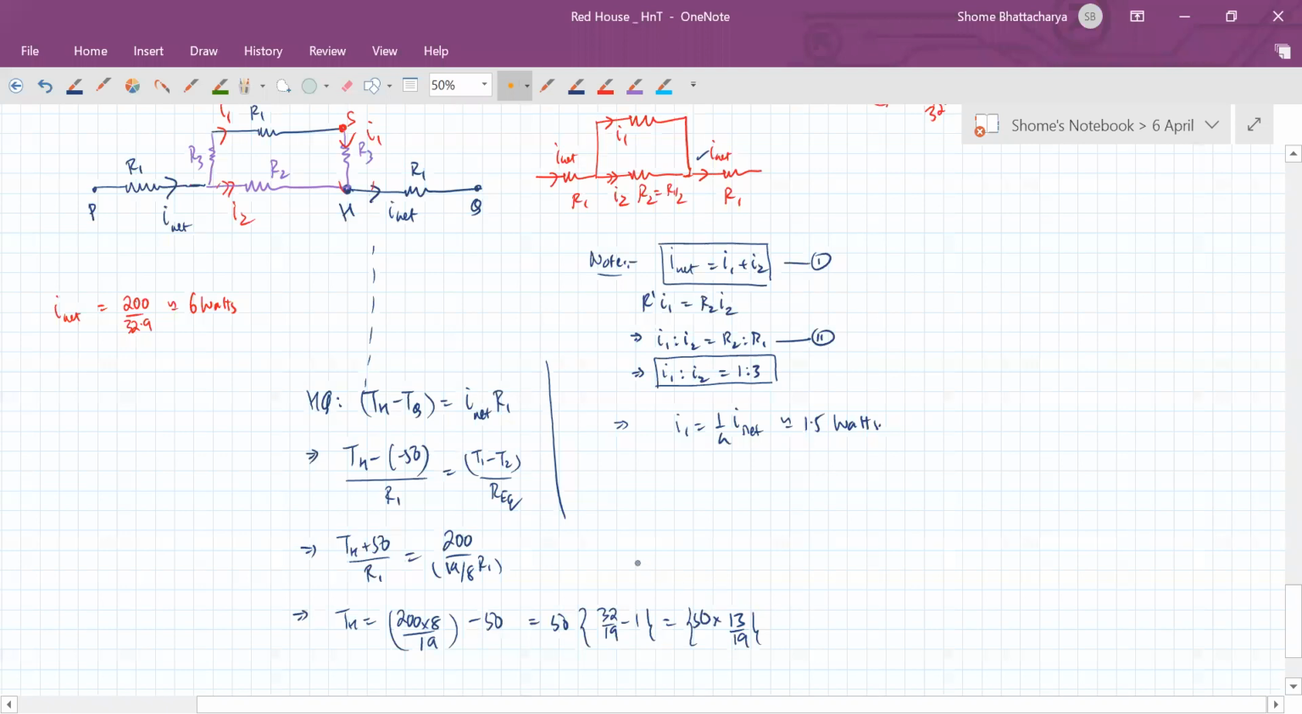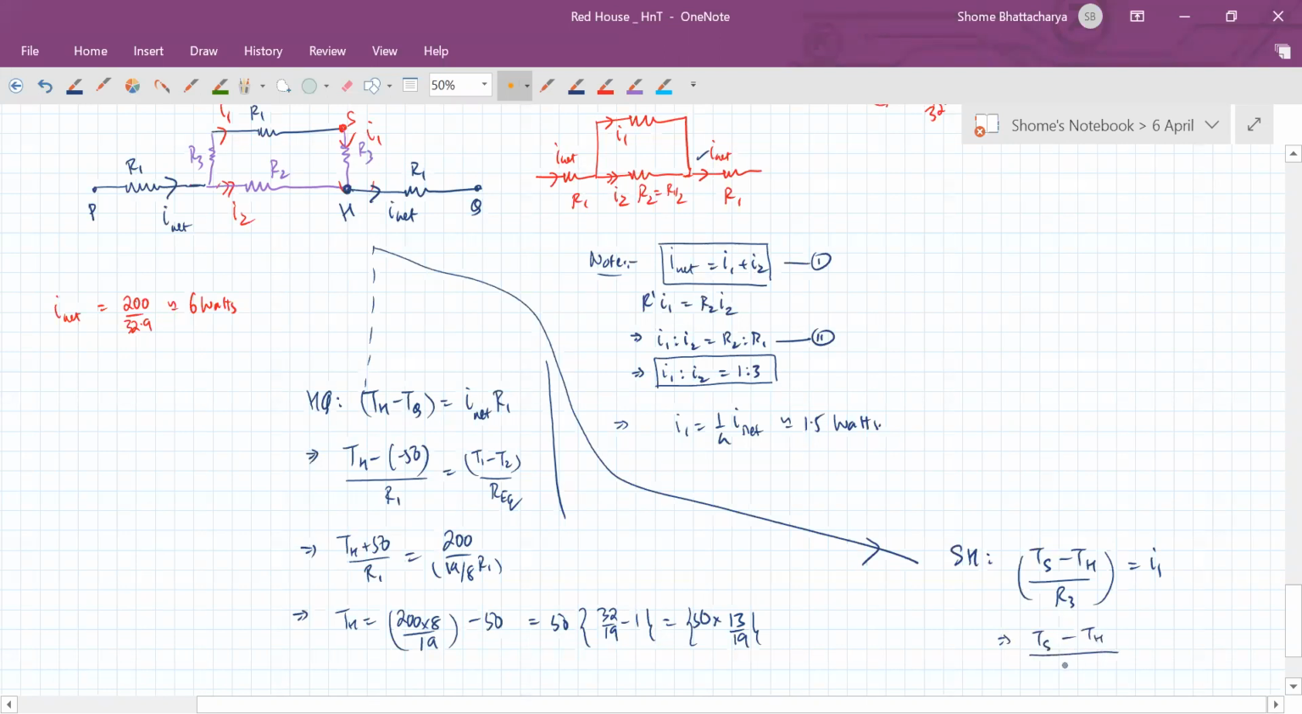This is the temperature at the point H. Now next thing, apply the same Ohm's law to SH. So temperature at S minus temperature at H divided by R3 is equal to I1. Okay. So temperature at S minus temperature at H divided by R3, which was R1 by 4, is equal to I1.